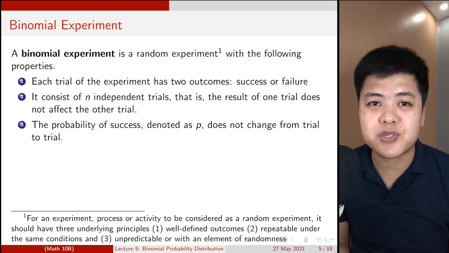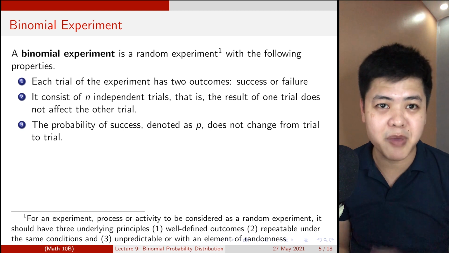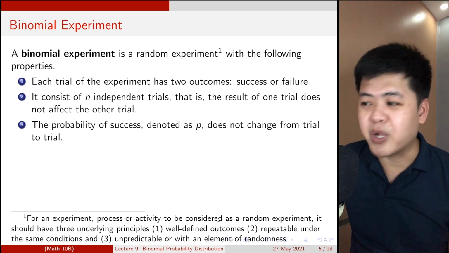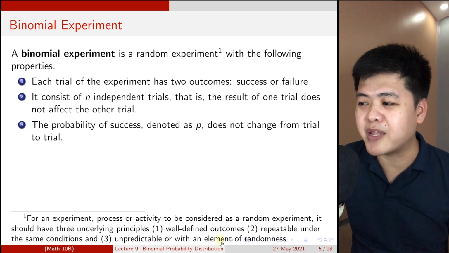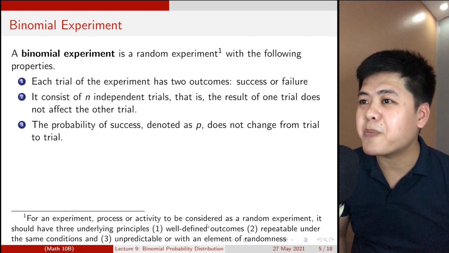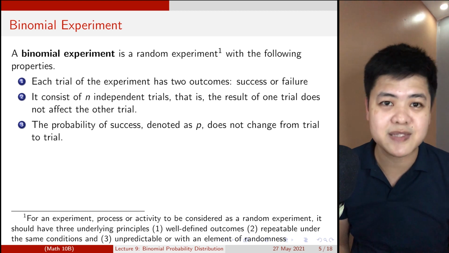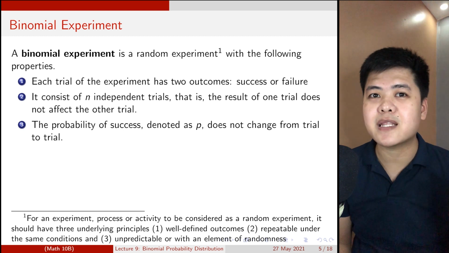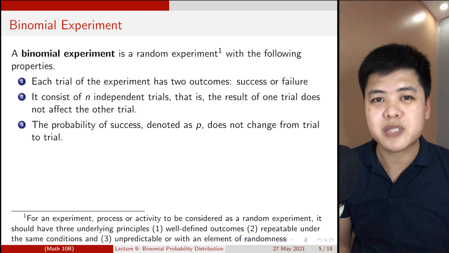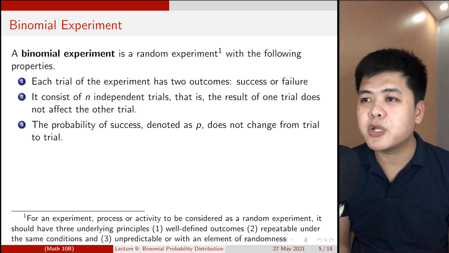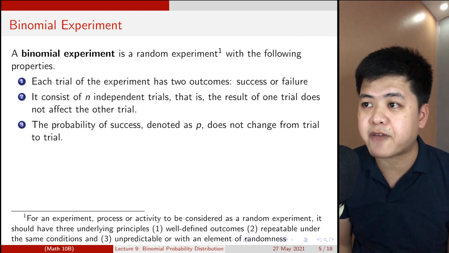This time, let's have the properties of a binomial experiment. We will consider a binomial experiment as a random experiment. Remember, a random experiment should have well-defined outcomes, be repeatable under the same conditions, and be unpredictable, or have elements of randomness. And we have three properties. The first one is each trial of the experiment has two outcomes, success or failure, or you can reduce it to two outcomes by redefining the outcomes. Number 2, it consists of n independent trials. That is, the result of one trial does not affect the other trial.